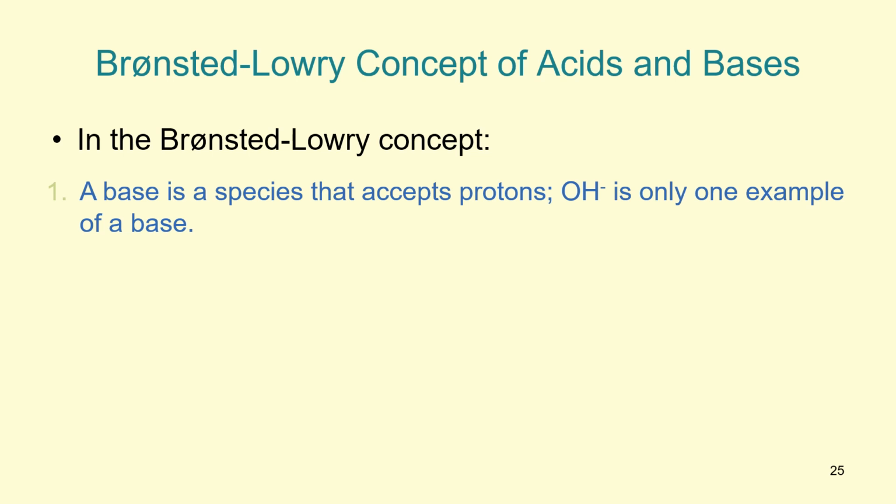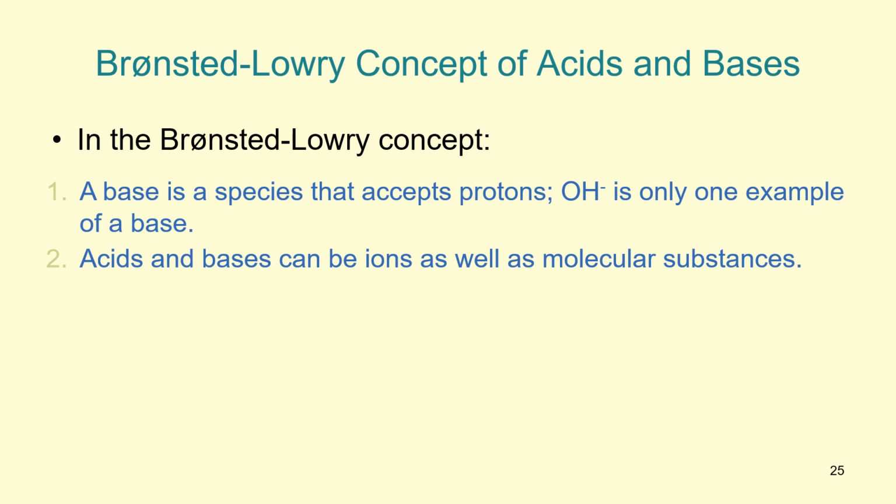So you've probably noticed that in Bronsted-Lowry, a base is just a species that accepts protons, and OH negative falls into this category because it's definitely a base. In the Arrhenius definition, we really only focused on OH negative. Now we can see that many things can be bases, even besides OH negative. Acids and bases can be ionic or neutral. OH negative can act like a base, H3O plus can act like an acid, and HCO3 negative can act like an acid or a base, so they can be ions.